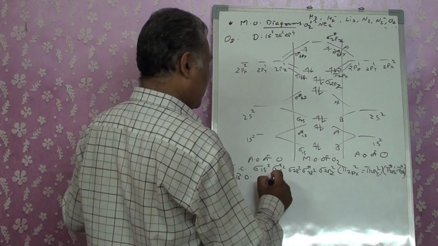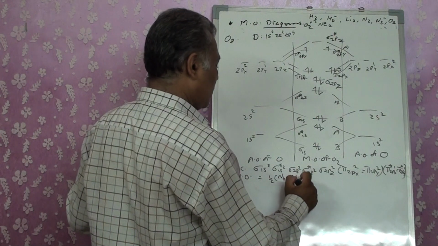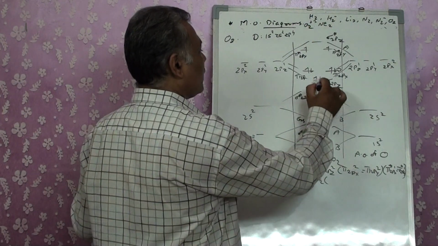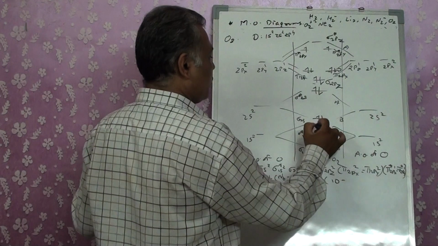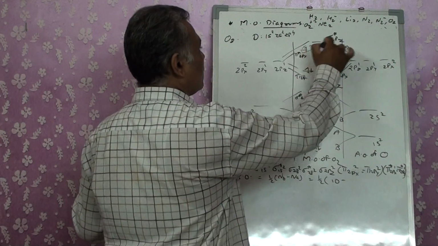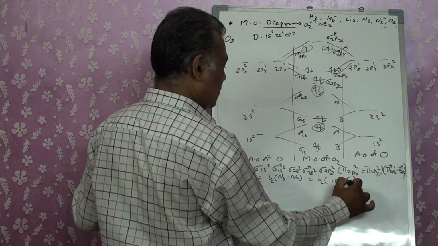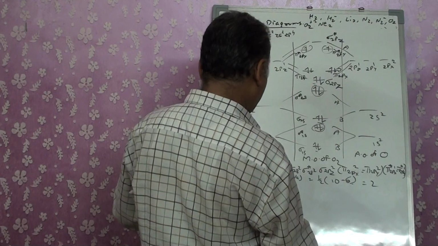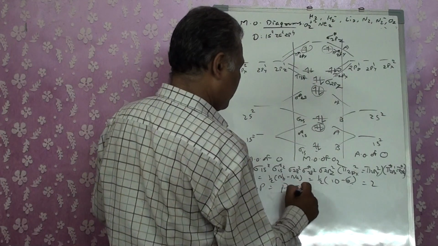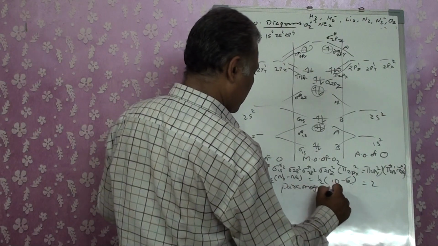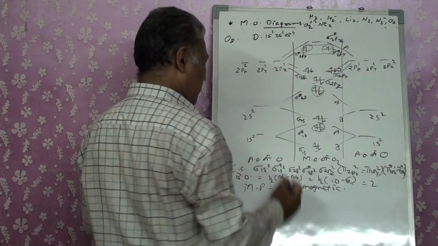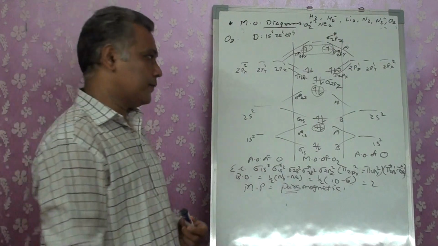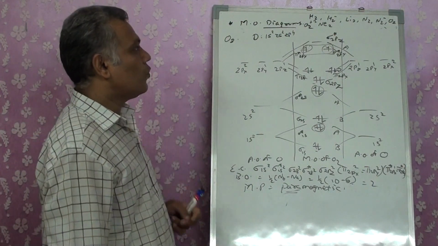Bond order, you will get as Nb minus Na, that is, 1 by 2. Bonding electrons: 1, 2, 3, 4, 5, 6, 7, 8, 9, 10, and antibonding 2, 4, 6. Right? So that means you are going to get a bond order of 2. And for the magnetic property, because of these two unpaired electrons, we get the property as paramagnetic in nature. Okay, now this was for O2.